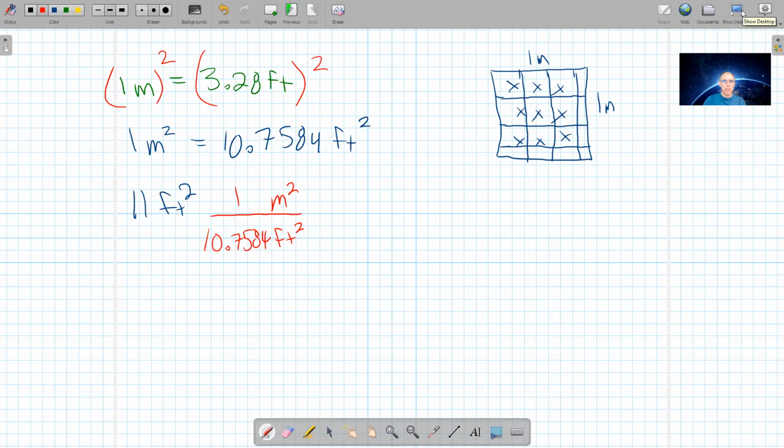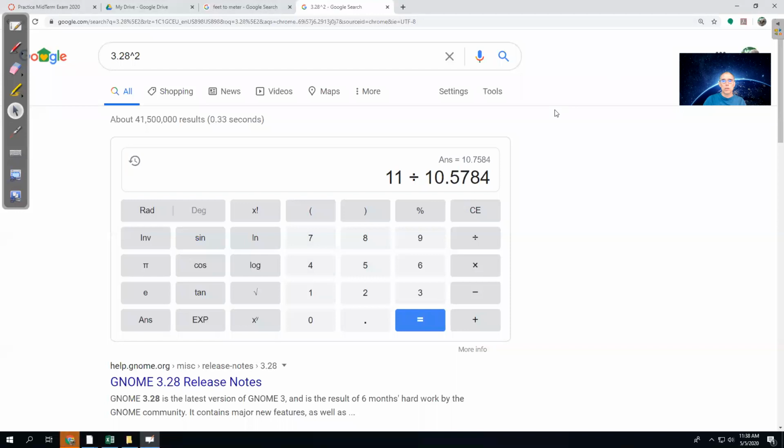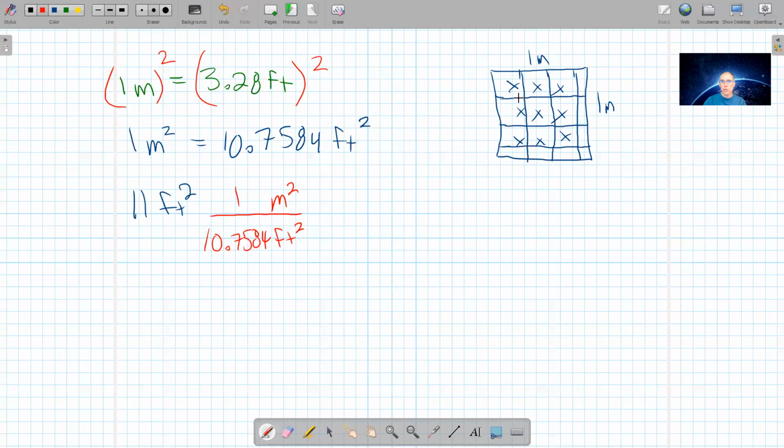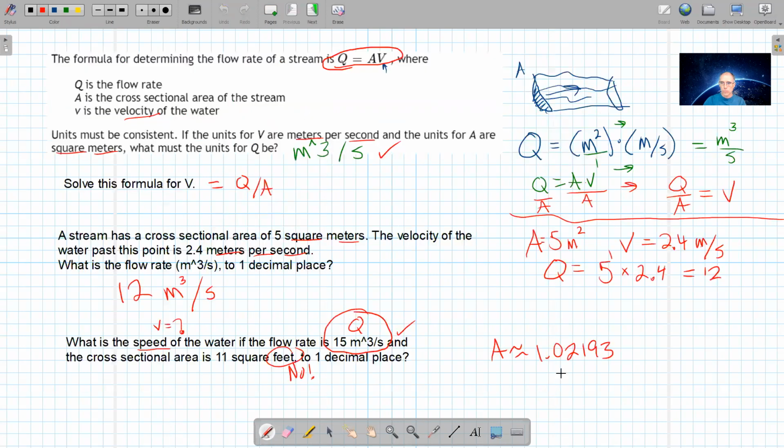I get about 1.022. Did I write down what that calculator told me before? Yeah, if I round that to the third decimal place, it'd be 1.022. Why isn't this number exactly the same as the other one? Well, rounding. So the calculator online did a slightly different rounding scheme than I did, but they're in the ballpark.